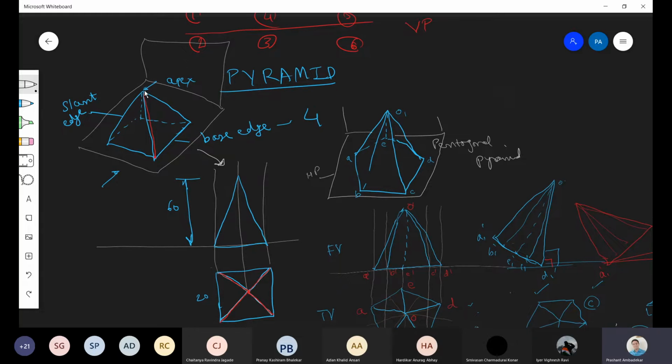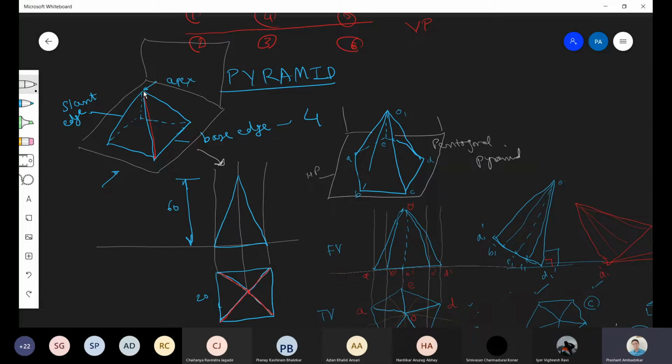It has one apex, so this is one point where all the edges from the base meet. These are called base edges. 1, 2, 3, 4 base edges, because this is a square pyramid. This base edge meets another base edge at a point which we call a corner, or sometimes vertex. We are not using the word vertex here, we are using the word corner right now. So there are four corners here, 1, 2, 3, 4 corners.